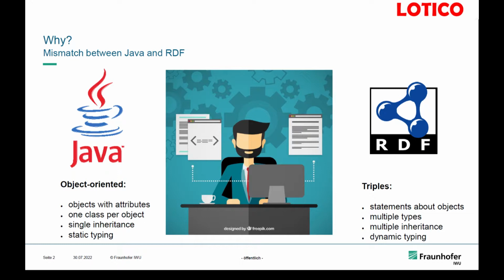And therefore, it is not quite easy to work with RDF triples in a Java API, because you always have to map the logic to a triple-based API and not to a class-based or object-oriented API.